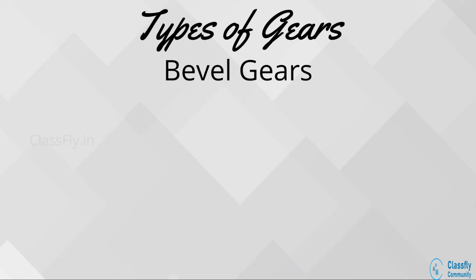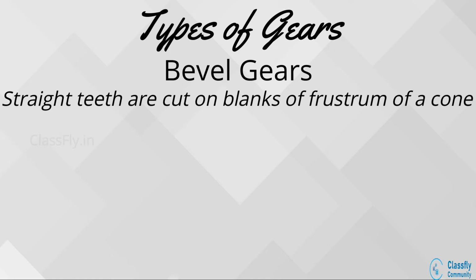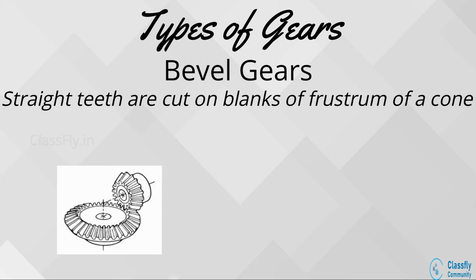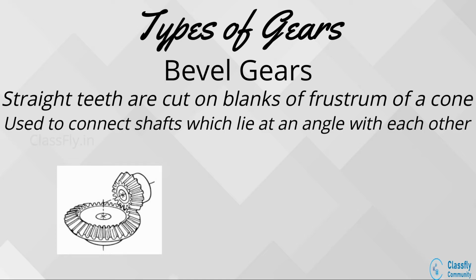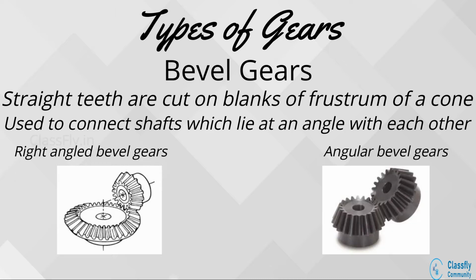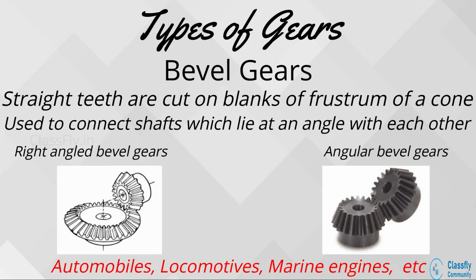Next, bevel gears. These are the gears in which straight teeth are cut on the blanks of the frustum of a cone. That is, the tooth section tapers towards the apex of a cone. Generally, they are used to transmit power between two shafts which form right angles with each other. Hence, these are also known as right-angled bevel gears. The gears which are used to transmit the power in shafts which have an angle other than 90 degrees are called angular bevel gears. These types of gears are used in locomotives, marine engines, automobiles, etc.